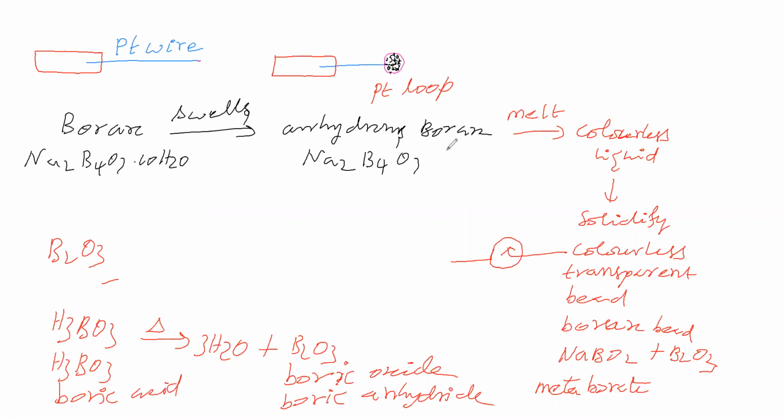This is melting and becoming a colorless liquid. The colorless liquid immediately becomes solid. That means the colorless liquid is solidifying. This solid is colorless and transparent, and looks like a bead. This bead is called a borax bead. The borax bead formula is NaBO2 and B2O3. NaBO2 is called sodium metaborate. B2O3 is called boric oxide.